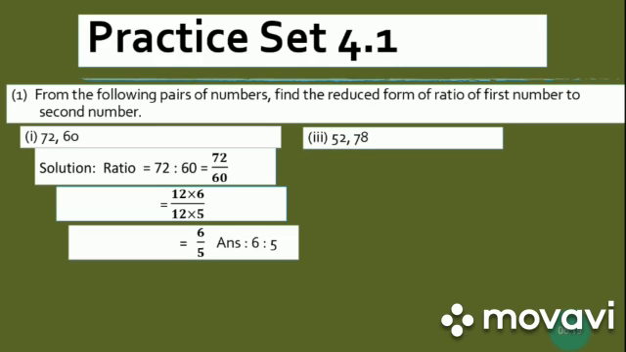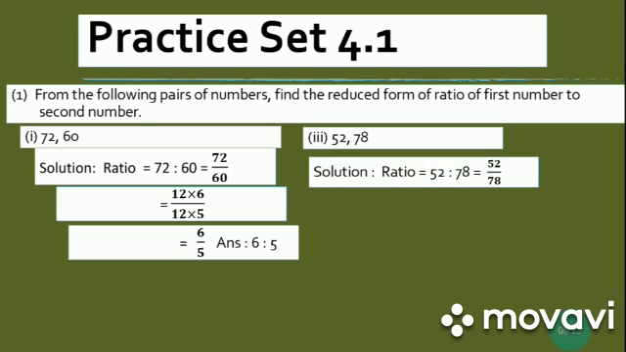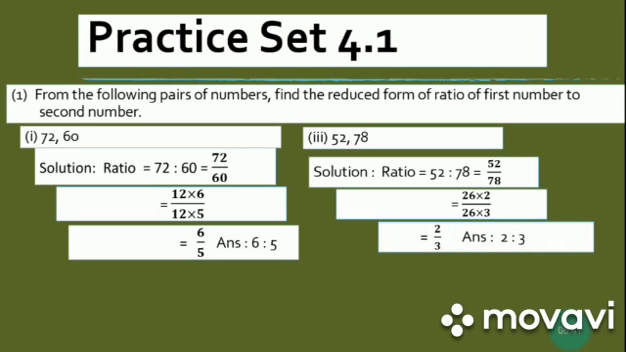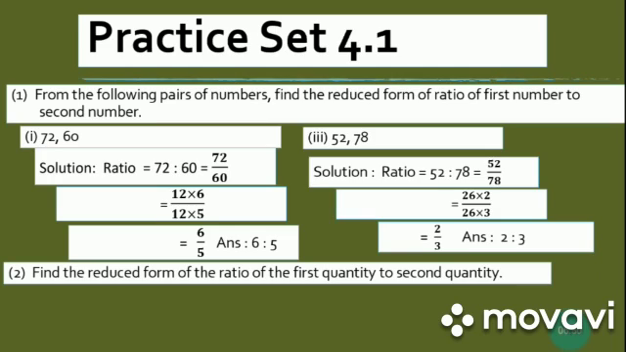Subdivision 3, 52, 78. Solution. Ratio is equal to 52 is to 78, that is equal to 52 upon 78, that is equal to 26 into 2 upon 26 into 3. 26 gets cancelled and our answer is 2 upon 3, or 2 is to 3. Let us solve question number 2.